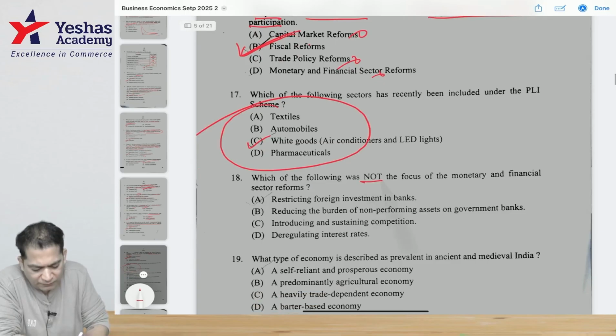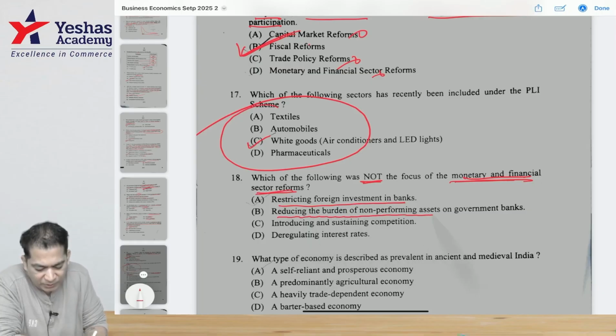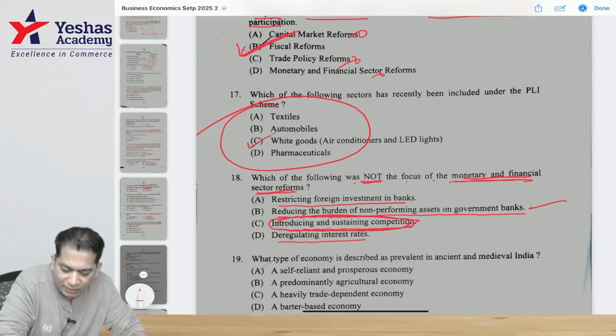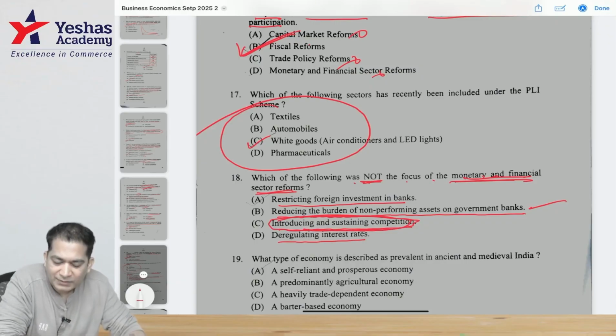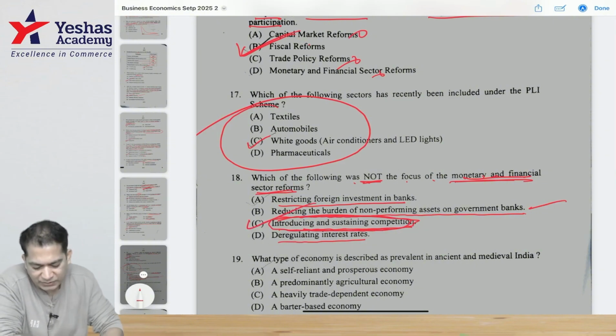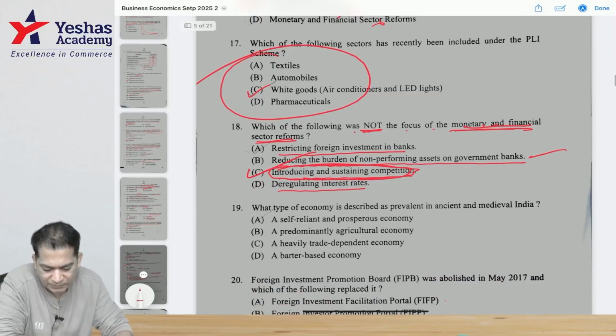Which of the following is not the focus of the monetary and financial sector reforms? Restricting foreign investment in banks. Let's see. Reducing the burden of non-performing assets on the government banks, deregulating interest rate. So they are asking what is not a focus of monetary and financial reforms. Introducing and sustaining competition. Is it related to monetary and financial sector reforms? The answer is no. It's related to competition policies. So C would be the answer, not a monetary and financial sector reform.